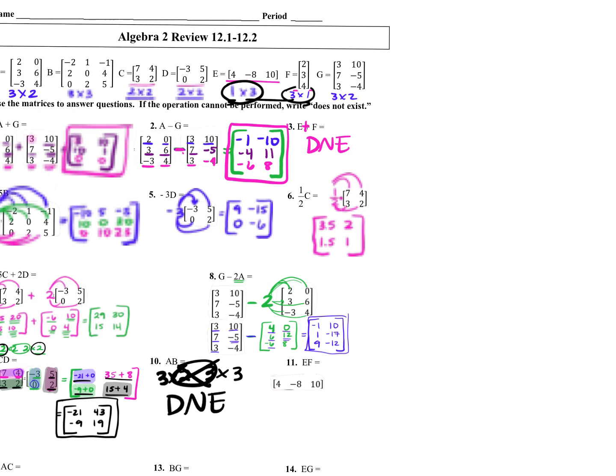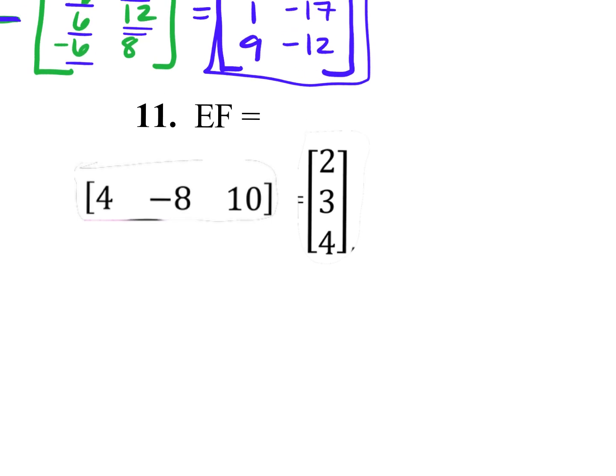Okay, so take the F, put it here, and now we're going to multiply E times F. So again, this is a 1 by 3 times a 3 by 1, which means these are the same, so we can do it. It should be a 1 by 1 when we're done. So it's only going to be one deep here.